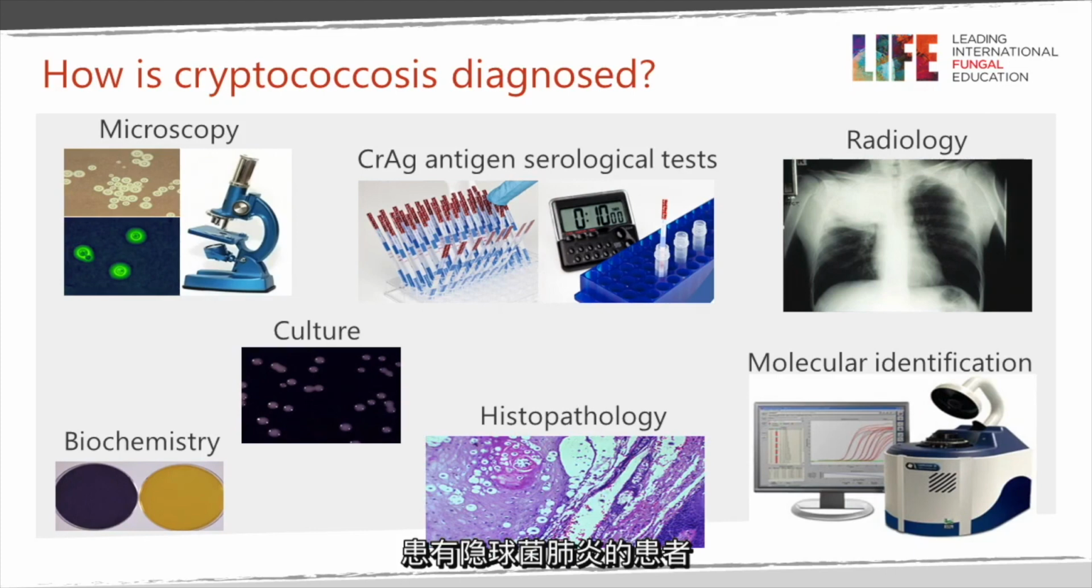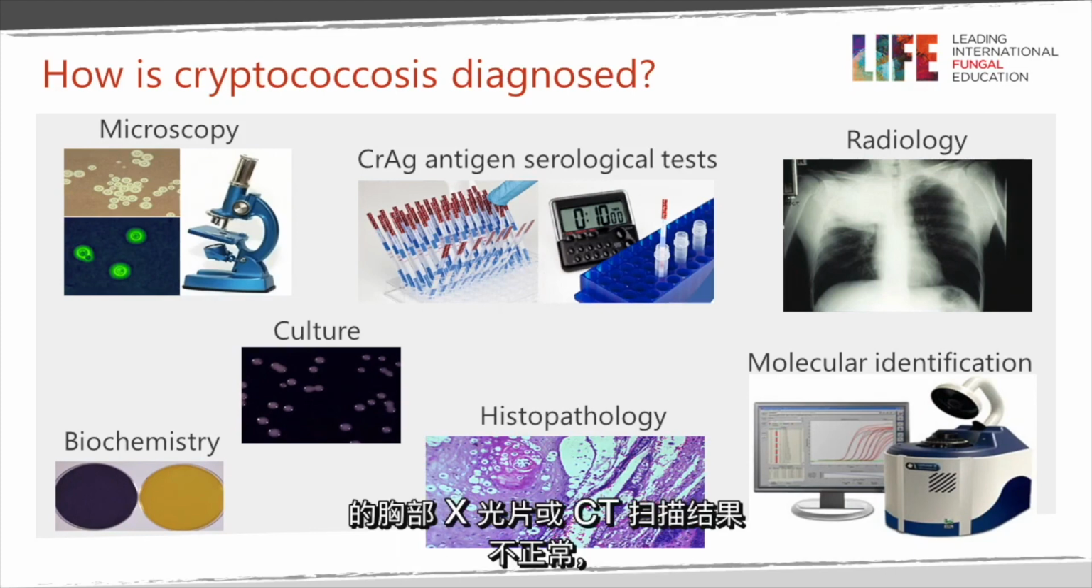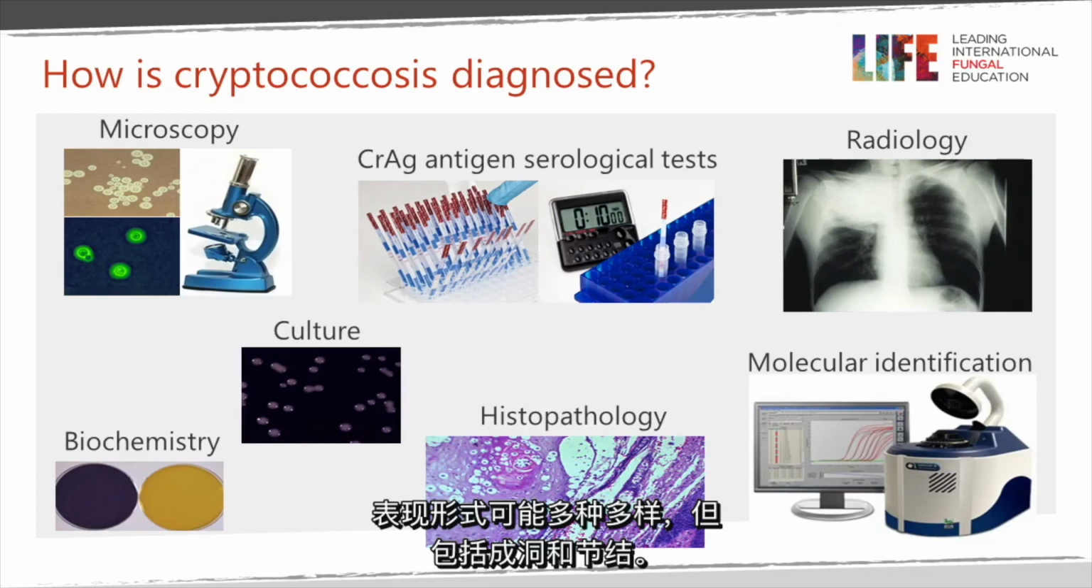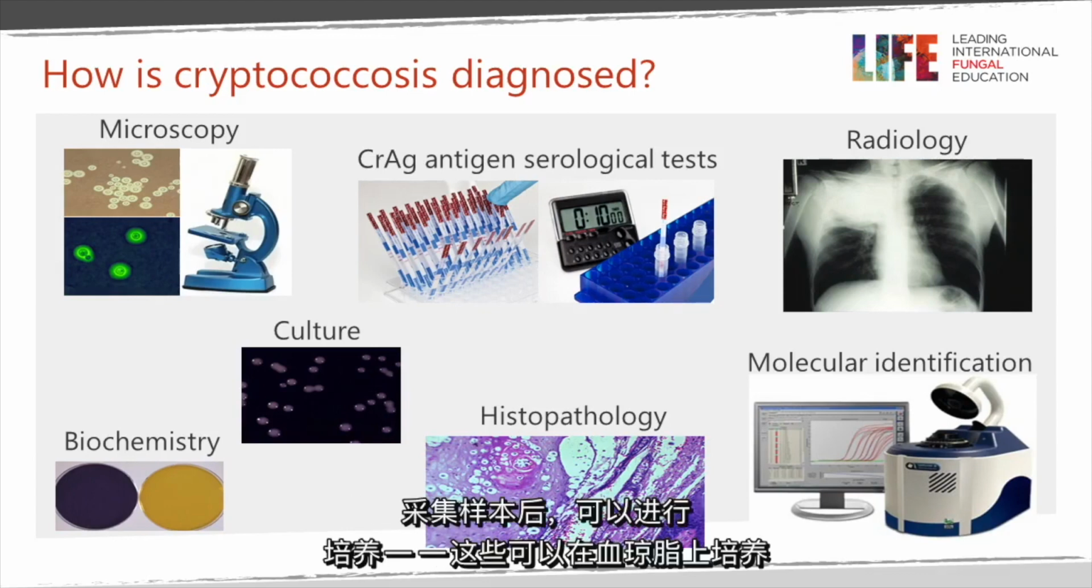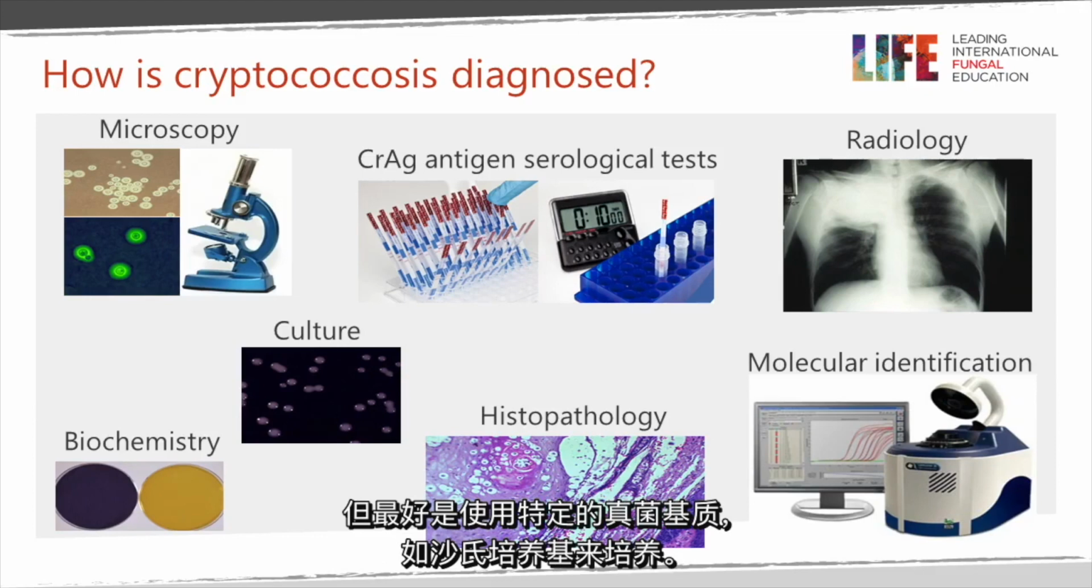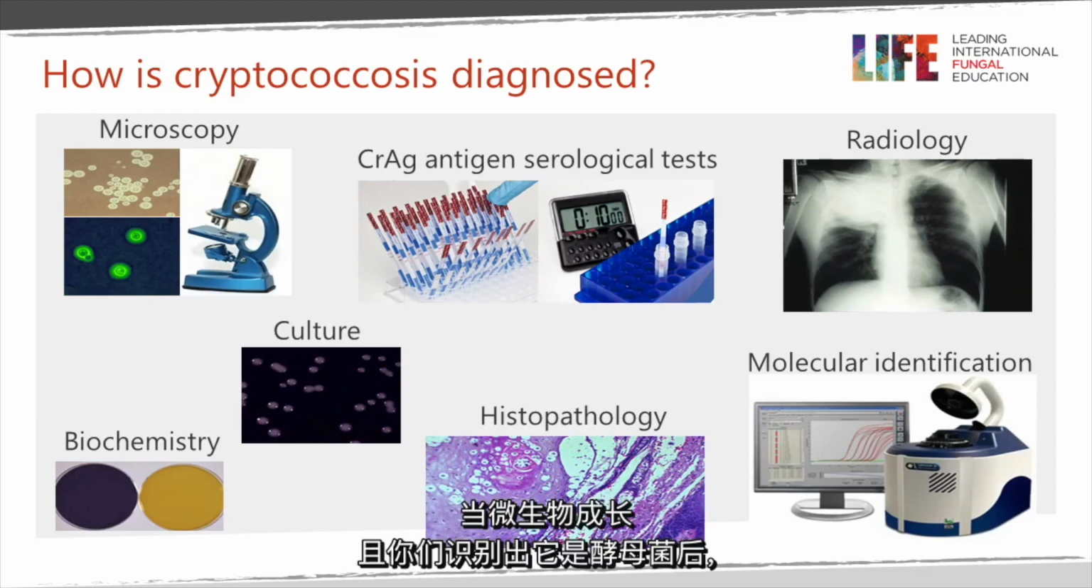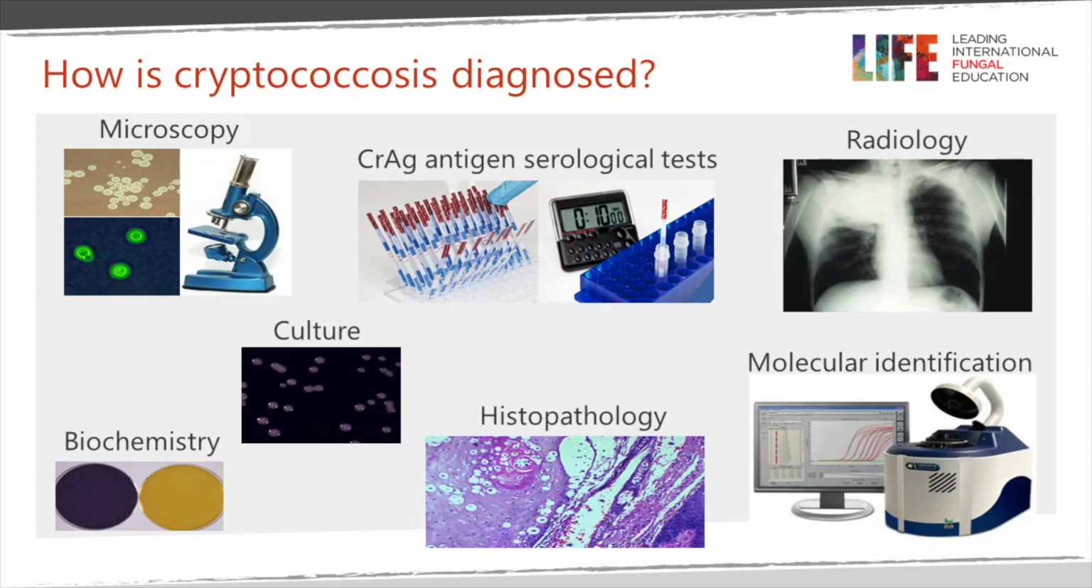Patients with cryptococcal pneumonia have abnormalities in their chest X-ray or CT scan, which can be quite variable, but include cavitation and nodules. Once a specimen has been taken, cultures may grow. These do grow on blood agar, but they're better grown on specific fungal media, particularly Sabouraud's media. And when an organism is grown, it can then be identified as a yeast. Further tests can be done to establish what the species of Cryptococcus is.